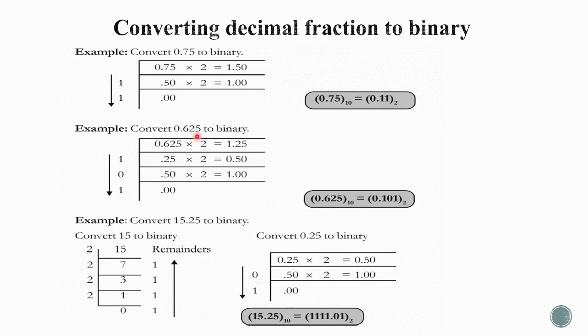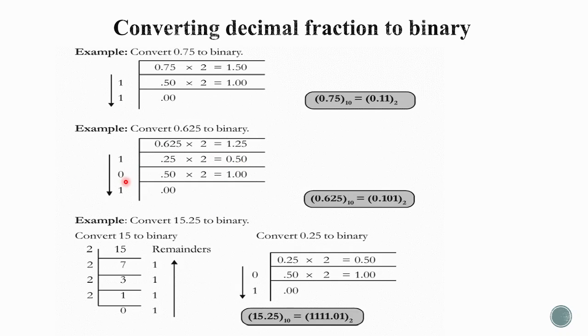This 0.625 is multiplied by 2. We get 1.25 as the answer. In the 1.25, 1 is the integer part and 0.25 is the fractional part. Record the integer part, 1, over here, and multiply the fractional part 0.25 again by 2. When 0.25 is multiplied by 2, we get 0.50 as the answer. Here the integer part is 0 and the fractional part is 0.50.